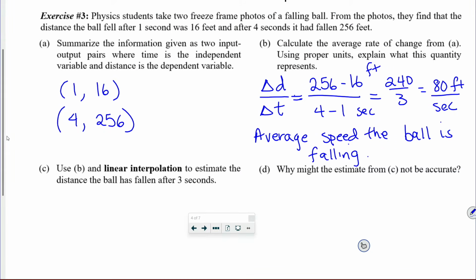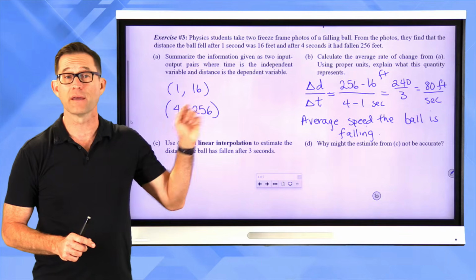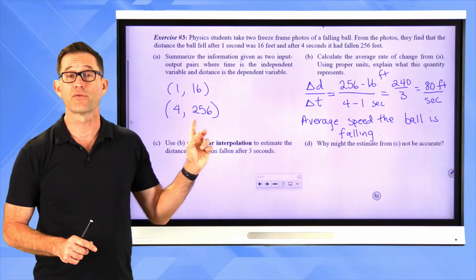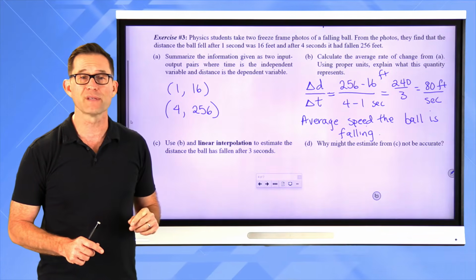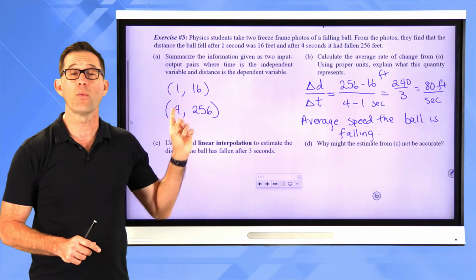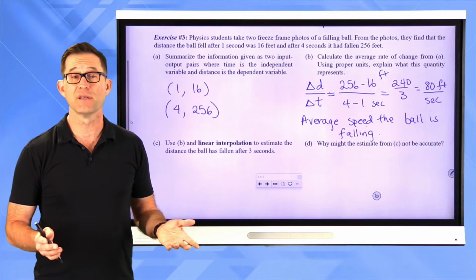Use B and linear interpolation to estimate the distance the ball has fallen after 3 seconds. So we know how far the ball has fallen after 1 second. We know how far it's fallen after 4 seconds. Since we want to know the distance it's fallen after 3 seconds, and 3 falls between 1 and 4, we're doing linear interpolation. Pause the video now and see if you can figure that out.